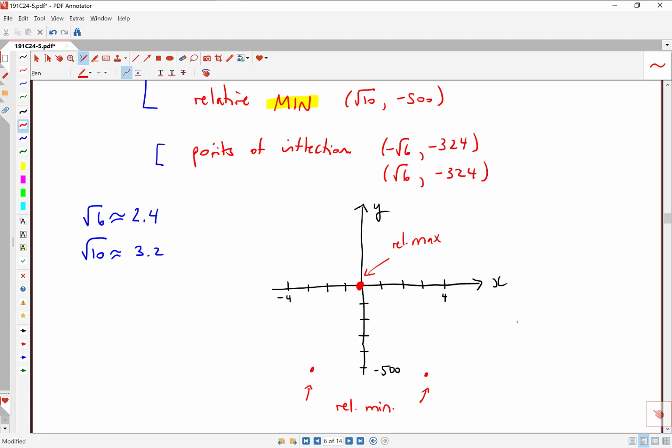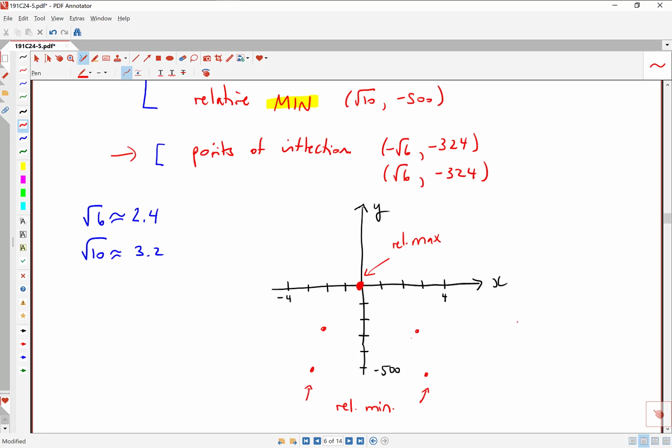And then we've got a couple of points of inflection. Looking over here, points of inflection are at x values about negative 2.5 and positive 2.5. And the y values are about negative 300. So let's say we got one of those around here, and then another one, where x is about 2.5 and y is just a bit bigger than negative 300, so about there. Okay, so those are points of inflection.